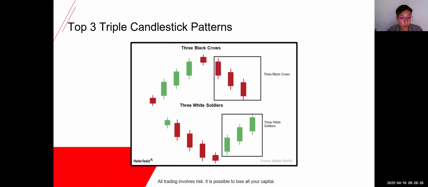Then later on, I'll show you guys how to combine both of these patterns together with your support and resistance levels. And then you'll just practice over and over and over again. So you guys will have a strategy to use and to practice.